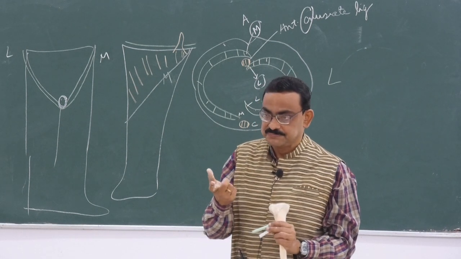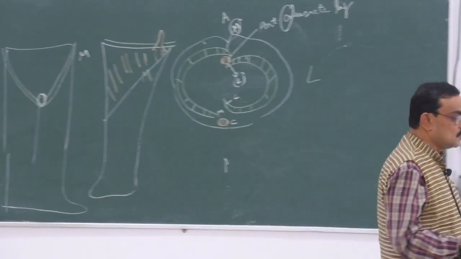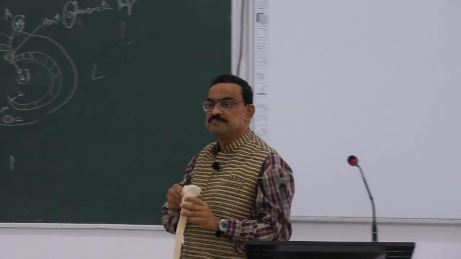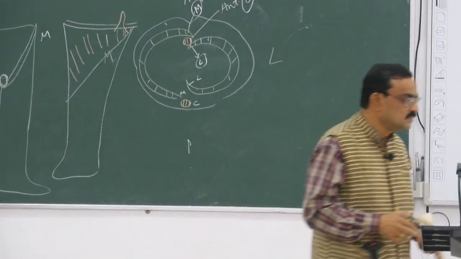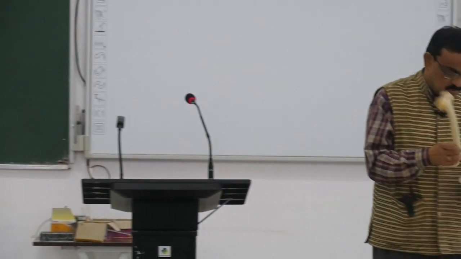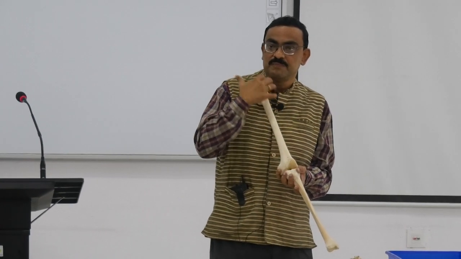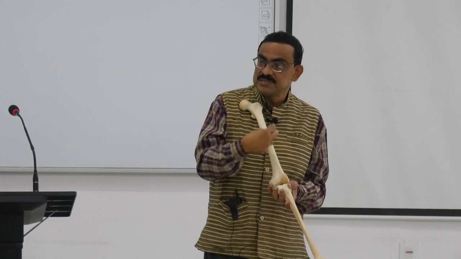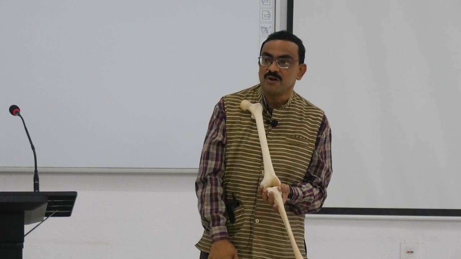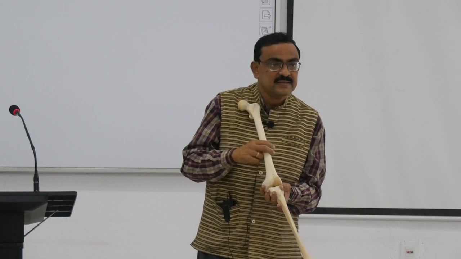Now, why is it rough? Tibial tuberosity is rough because there is one ligament which is called the ligamentum patellae. Actually, there are four muscles which converge into one tendon. There are four muscles here in the front of the thigh, called the quadriceps muscle, and they form a common tendon, and that tendon is attached here.